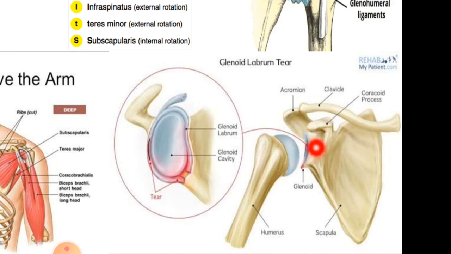And if we zoom it out, then you can appreciate a rim of fibrocartilage that is covering this glenoid cavity, and we are calling it the glenoid labrum. So the function of this glenoid labrum is to deepen the glenoid cavity.